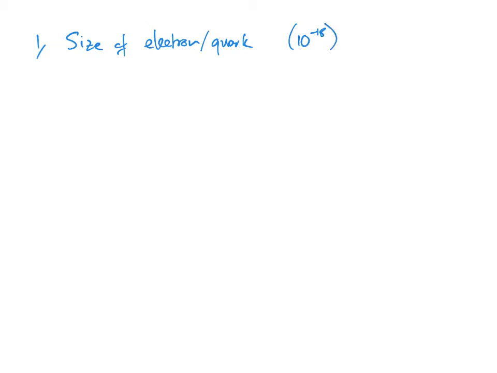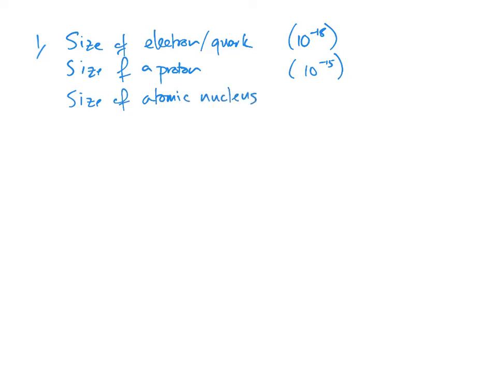And they're kind of 10 to the minus 18. Size of a proton. An atomic nucleus. Now that's maybe a key one, that you're aware of the kind of size of a nucleus compared to the size of an atom.